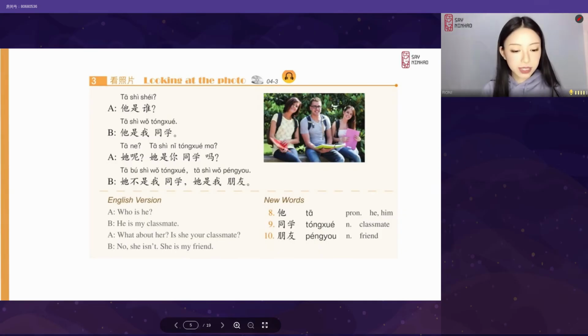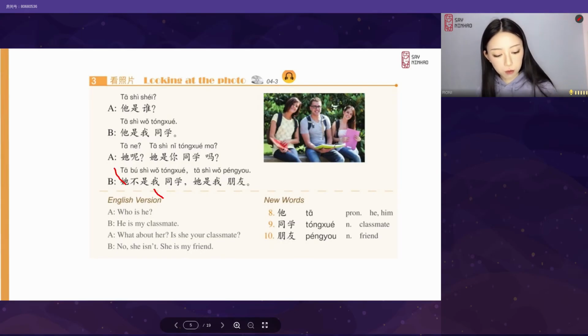Now let's move on to the text. I'm gonna read it and please listen carefully. Okay, first one. 他是谁？他是我同学。他呢？他是你同学吗？他不是我同学，他是我朋友。Okay, this text can be a little bit tricky. Now let's see the sentences one by one.